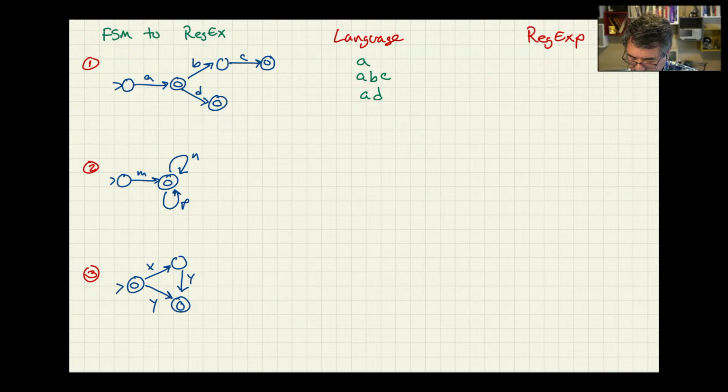And for the second one, it can do as little as just M. Or it could do MN or MP. But every time we come back to this state, we can also make a new decision. So we could do MN and then P, MNP. We could do MPPPN. We could do a whole bunch of N's. We could do a whole bunch of P's. We could mix and match. It doesn't matter. We just got M followed by basically any sequence of N's and P's.